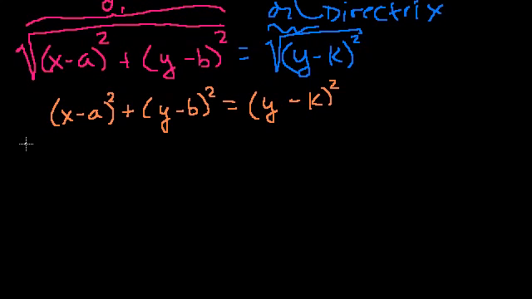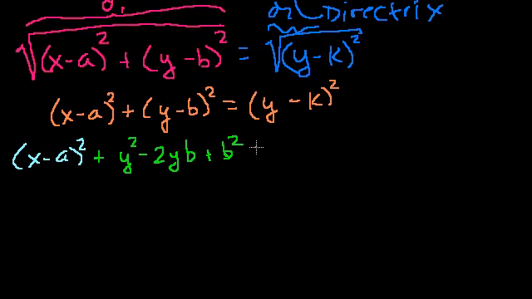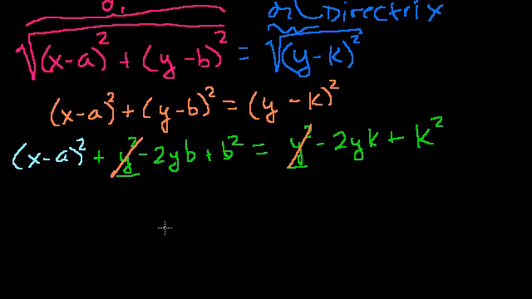So this is x minus a squared, and then let me expand these two binomials. So plus y squared minus 2yb plus b squared is equal to y squared minus 2yk plus k squared. And what can we do to simplify this? Well, we have a y squared here, and we have a y squared on the right-hand side. So we can subtract y squared from both sides of the equation. They cancel out, and we got rid of the y squared.